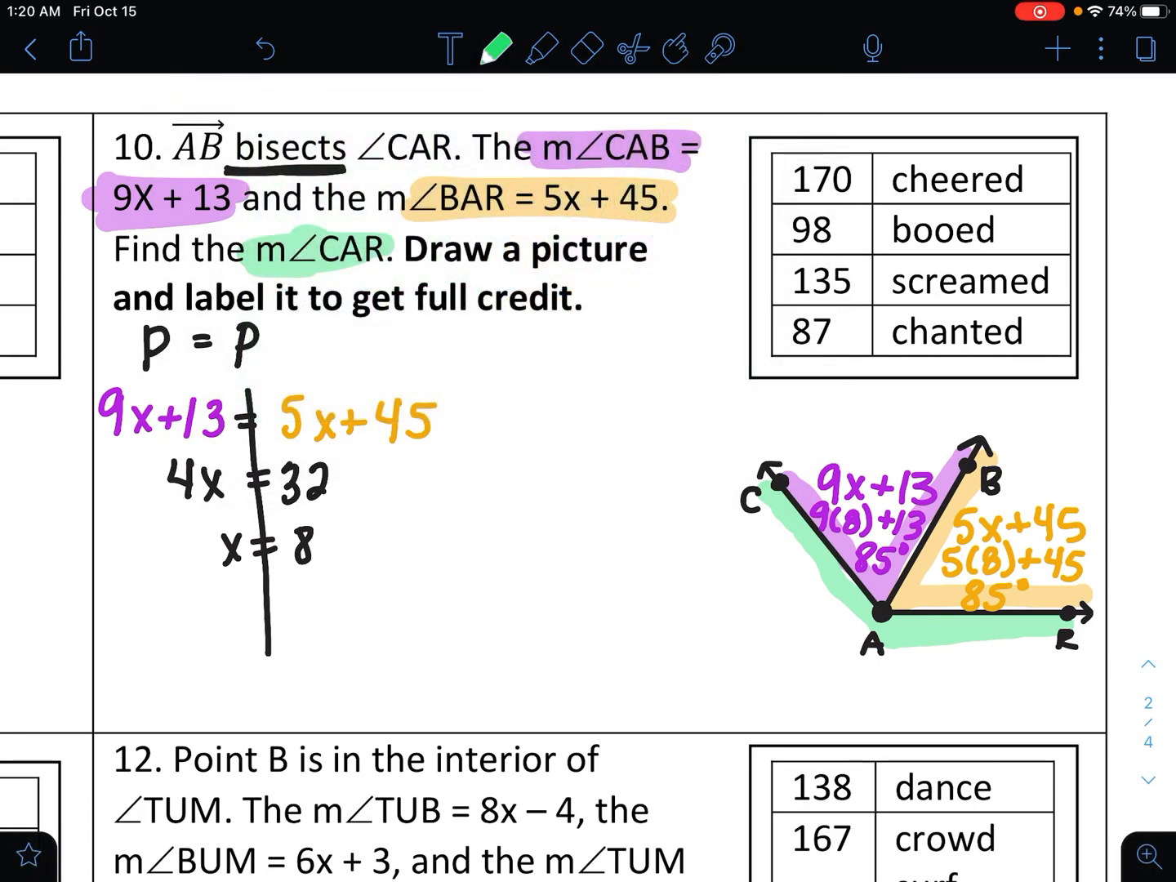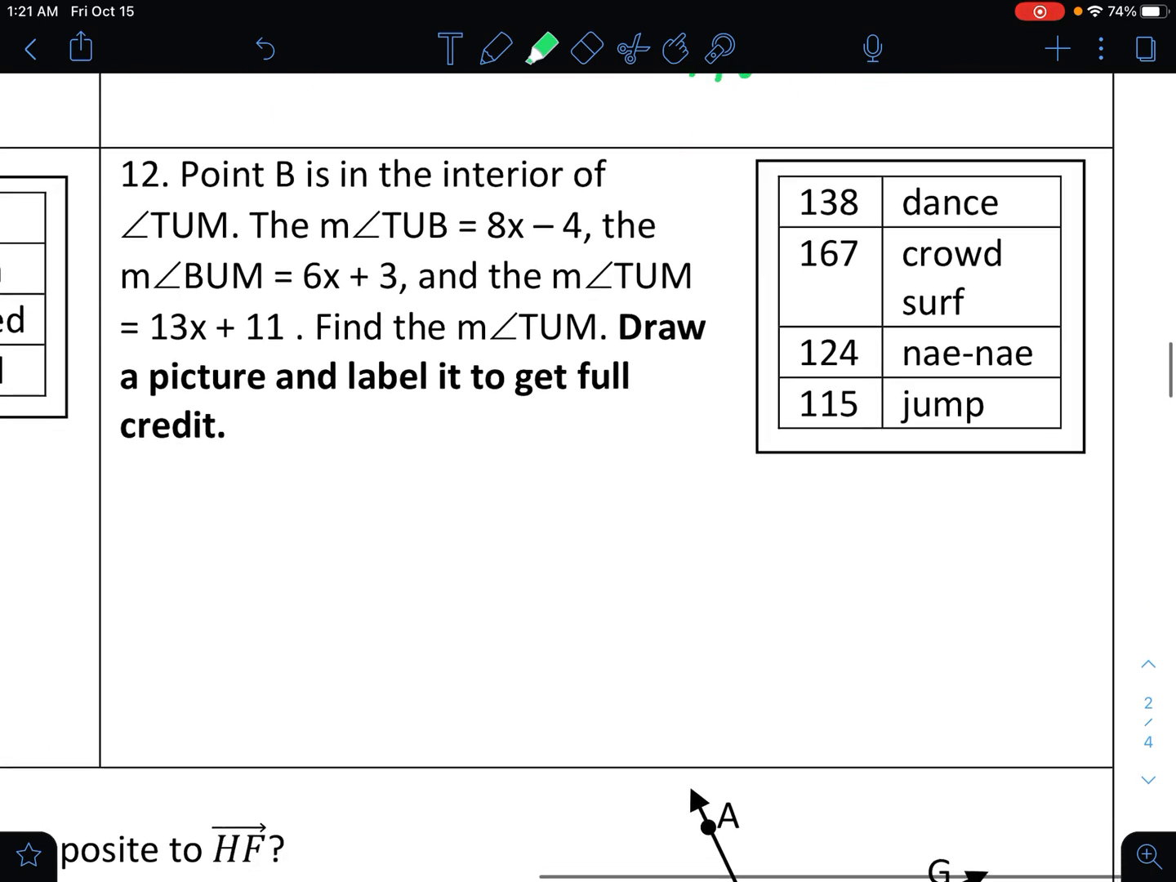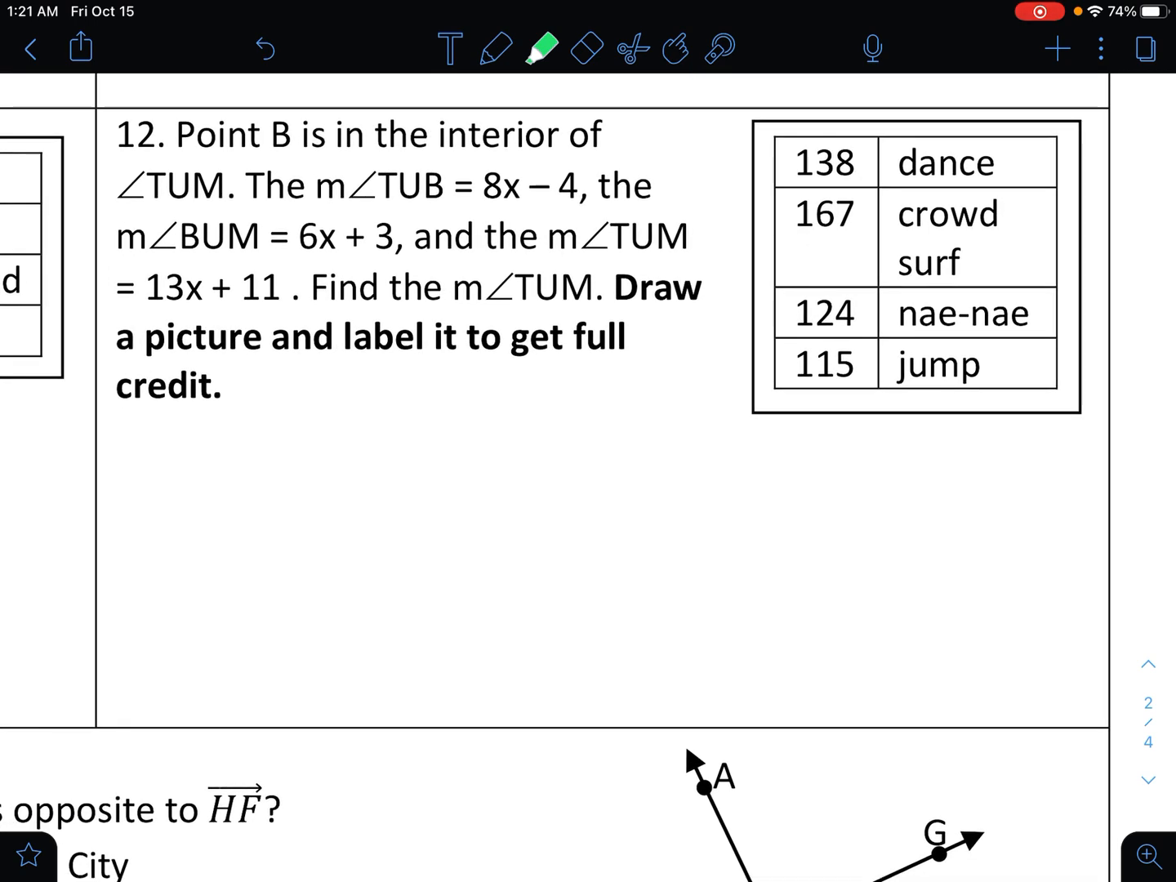And then to find CAR, we're just going to do 85 times 2. Or you can do 85 plus 85. Same thing. All right. So we got 170 degrees. Oh, I was right. It is obtuse. Come on, somebody. All right. So then the answer number 10 is cheered. So make sure you write cheered for number 10. All right, next, number 12.